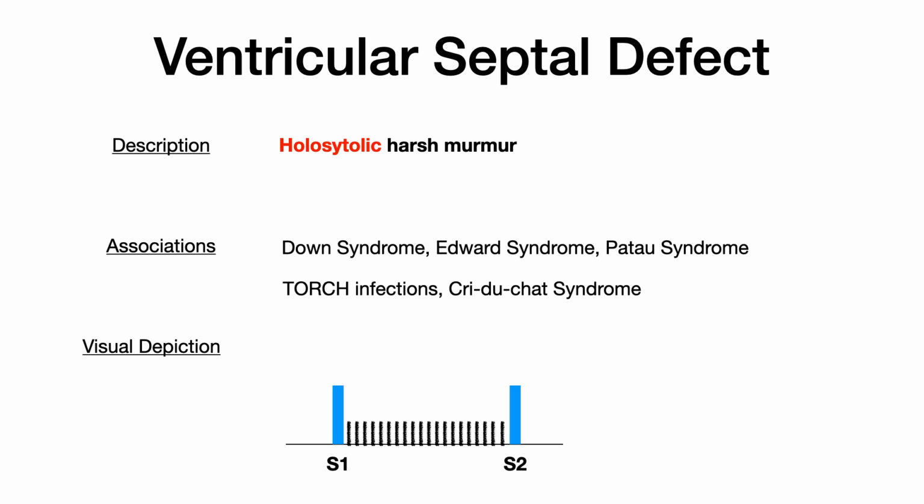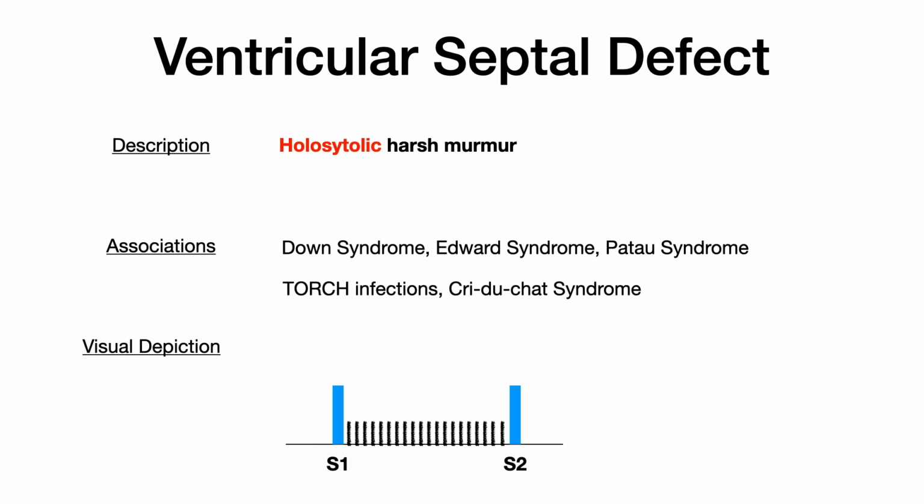But really where the clues will come in is in the vignette. There'll be other buzzwords or diseases or genetic statements that will give you an association. So you want to know what's associated with ventricular septal defects, because if they describe a patient that might have Down syndrome, then obviously you hearing a holosystolic murmur should make you think VSD.